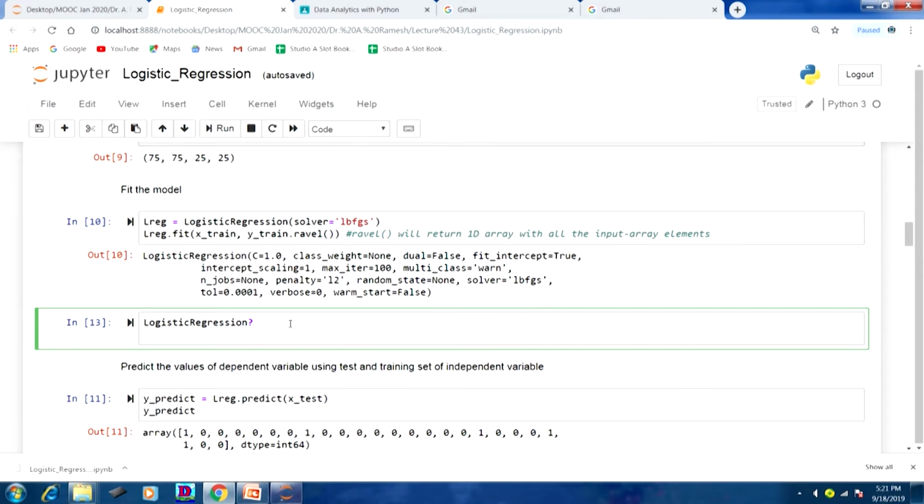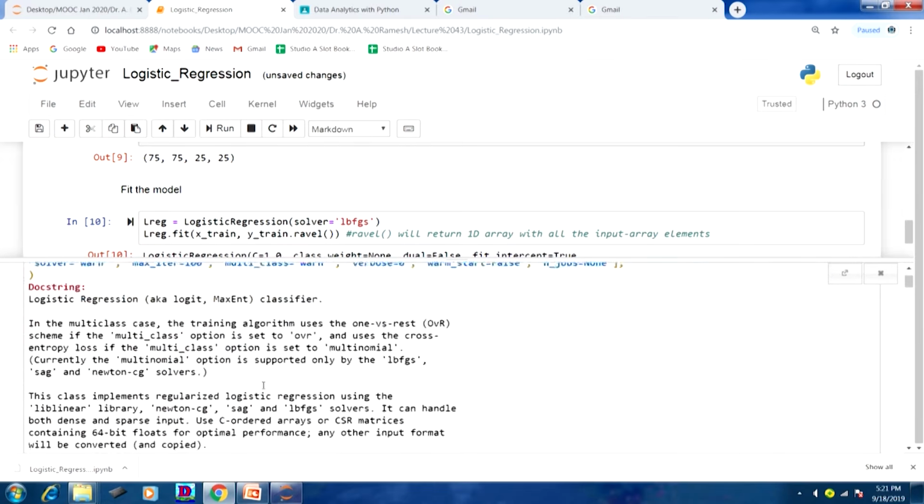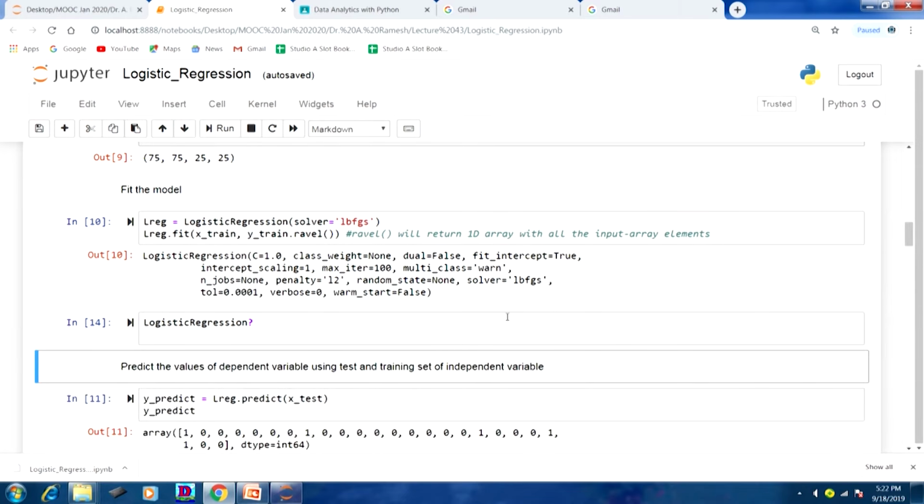We can get to know there are different solvers. When you use logistic regression followed by a question mark, you can get to know there are different cases. For example, this is the help function. You see that currently the multinomial option is supported only by LBFGS. There are some more methods, the SAG method and Newton CG method, that we are not using. So, that is why we have used the LBFGS solver for getting this logistic regression output.